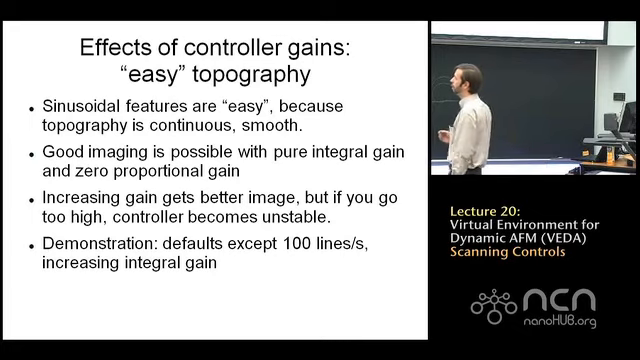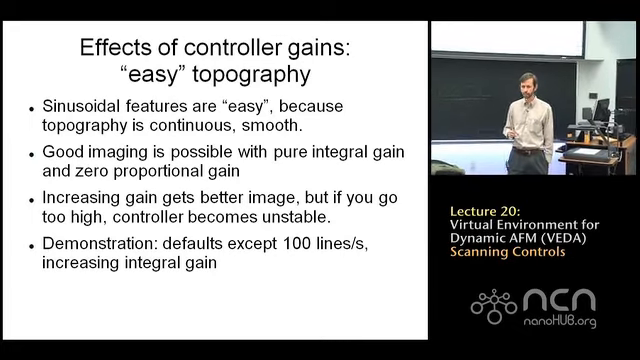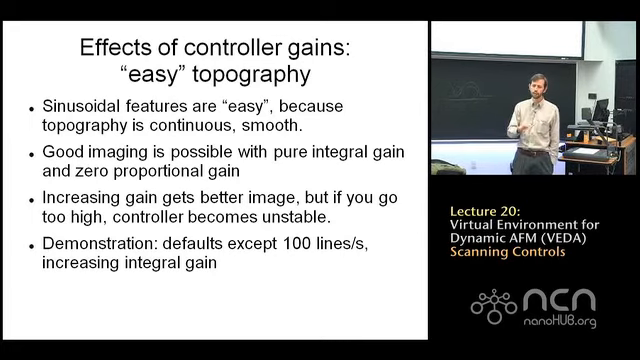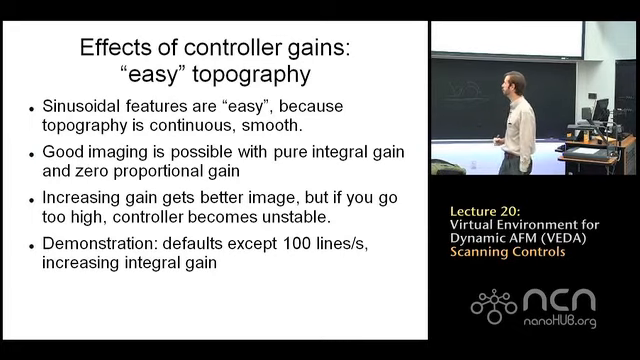On easy geometry, very good imaging is possible with purely integral gain. You guys have talked about proportional versus integral gain. Some AFM manufacturers will just say, put proportional gain to 0 and keep cranking up integral gain until you get a good image. It is somewhat like The Price is Right though. You want to get as close as possible without going over. If you get your integral gain too high, your controller goes unstable and you get garbage. So, demonstration here: I'm going to take all the default parameters, except I'm going to do 100 lines per second.